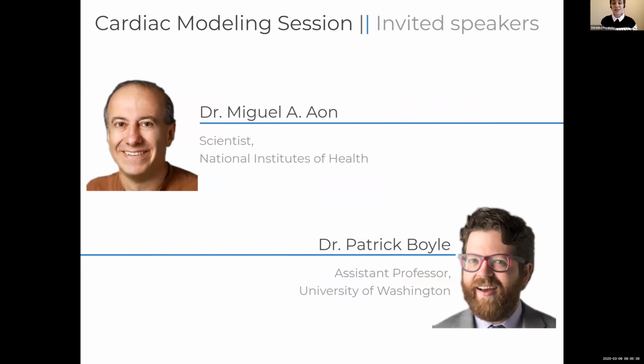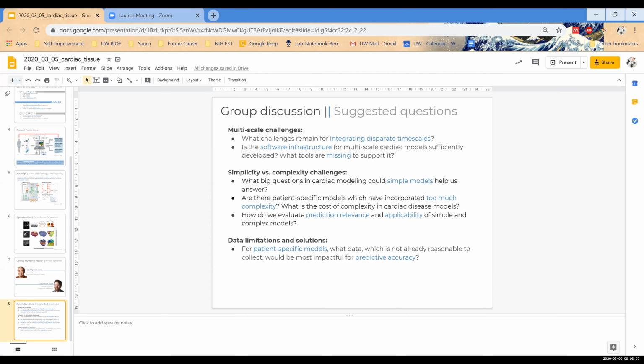So today, to talk about some of these topics, we're going to have 2 speakers that are experts in cardiac tissue modeling. We're first going to hear from Dr. Miguel Aon, and we will then hear from Dr. Patrick Boyle. So let's first hear from Miguel, who is a scientist at the National Institutes of Health, to discuss his research in cardiac tissue modeling. Welcome, Dr. Aon. Thank you.